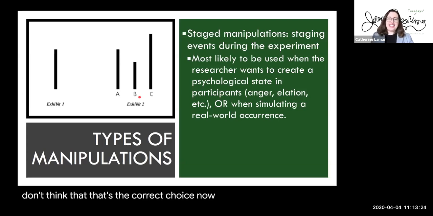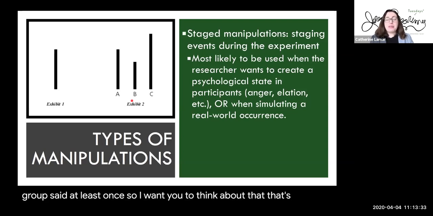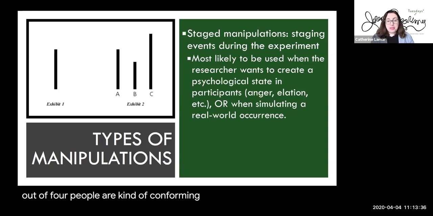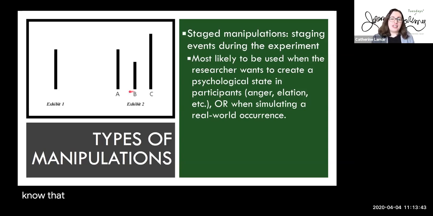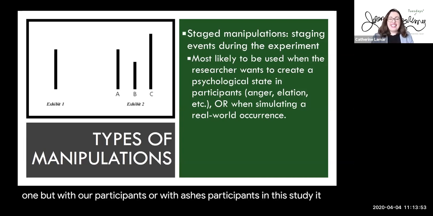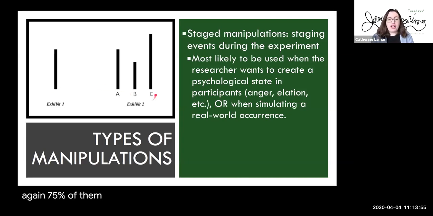Now, in these conformity experiments, about 75% of participants conform to what the group said at least once. So I want you to think about that. That's 3 out of 4 people conforming to a group, even if they don't think the answer is the correct answer, which is really interesting. Now, we all know that the answer is actually A, that A is the same length as Exhibit 1. But with Asch's participants in this study, again, 75% of them conformed to the wrong answer at least once in their trials, which is really fascinating.